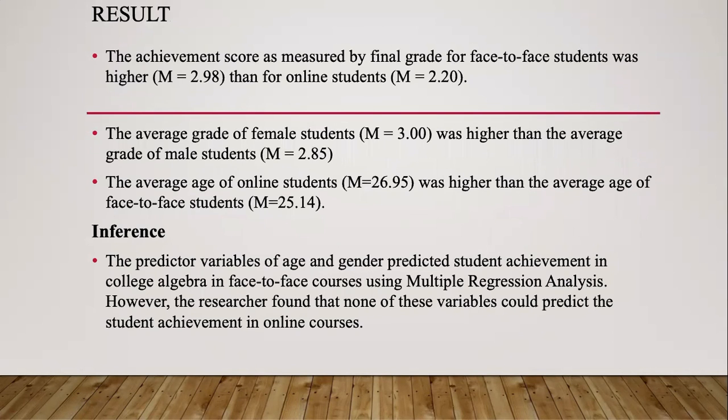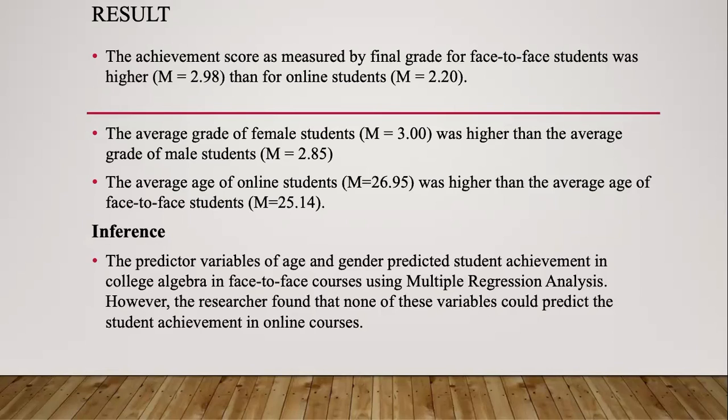The results show that the achievement score, measured by final grade, of face-to-face students was higher, that is, the mean is 2.98, than for online students, 2.2. It also showed that the average grade of female students was higher than the average grade of male students. It also showed the average age of online students was higher than the average age of in-class or face-to-face students.